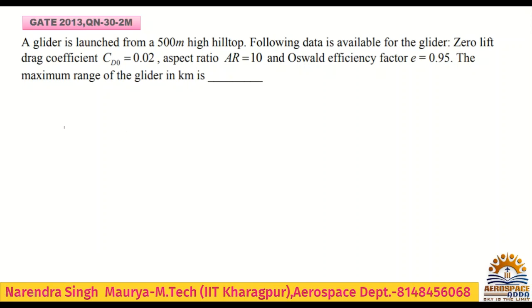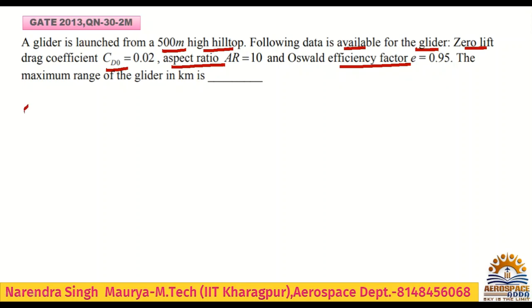So read the question. Here a glider is launched from a 500-meter high hilltop. Following data is available for the glider. Zero lift drag coefficient CD naught is given 0.02, aspect ratio and Oswald efficiency it is given 0.95. The maximum range of the glider in kilometer is.